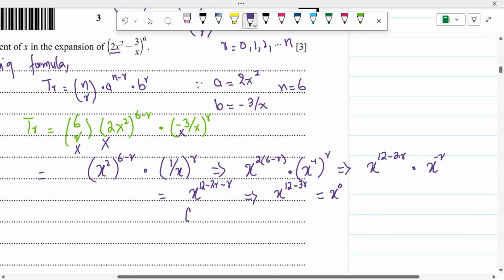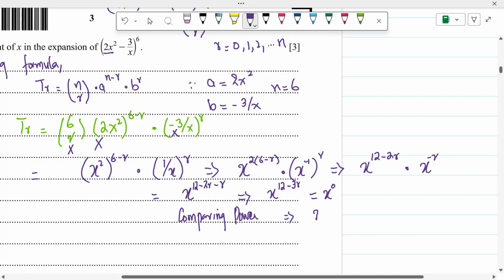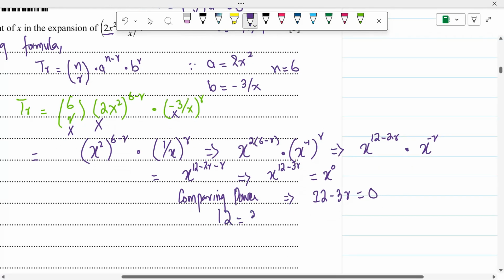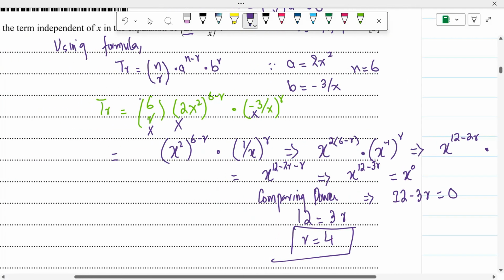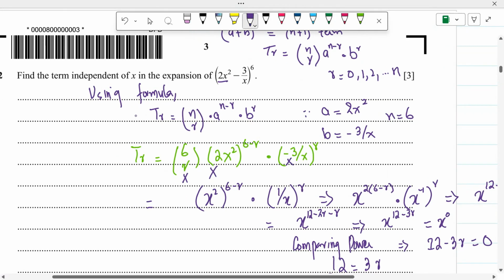So we can say that x to the power of 0 means free from x. Comparing the power, we will have 12 − 3r equal to 0. 12 is equal to 3r, and r is equal to 4. When we plug in the value r equals 4, we will find the term which will not have x.